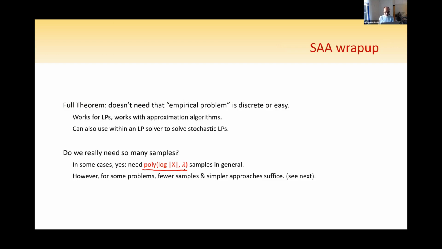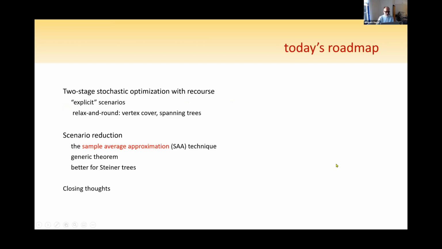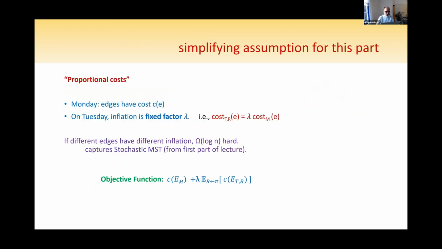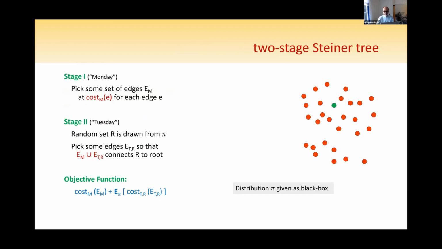Okay, so maybe at this point it's a good idea for me to look at the time and skip over. There is a discussion of a problem called two-stage Steiner tree.